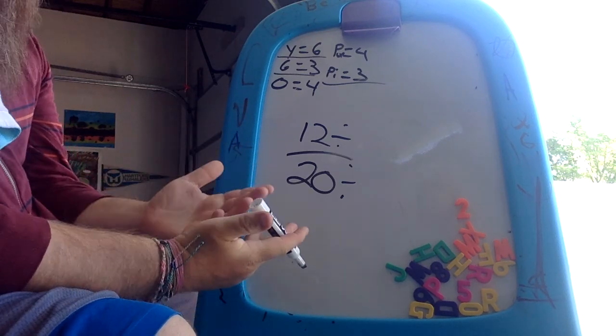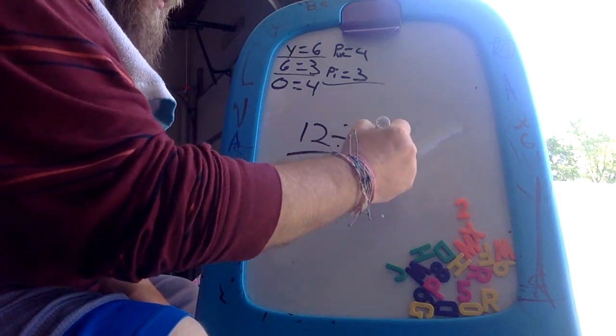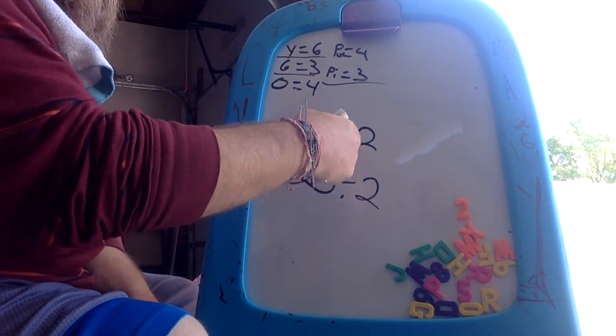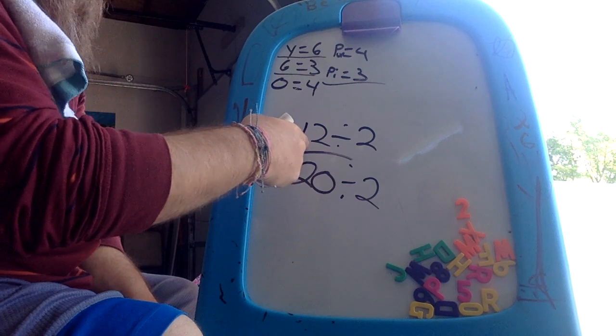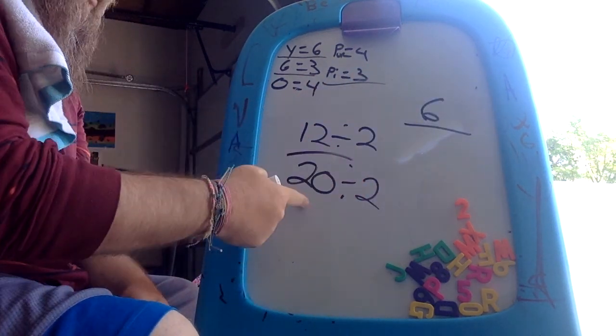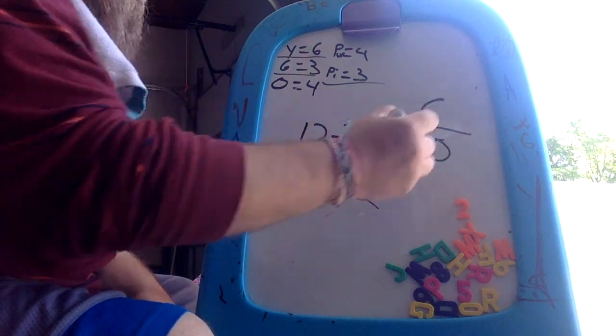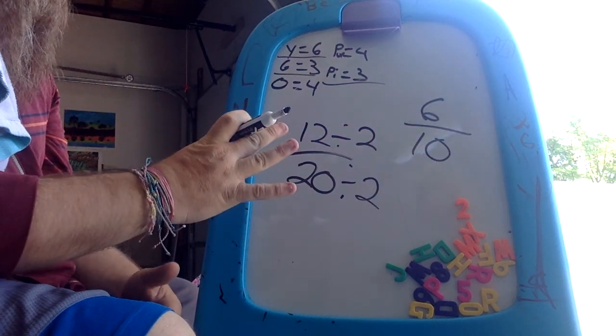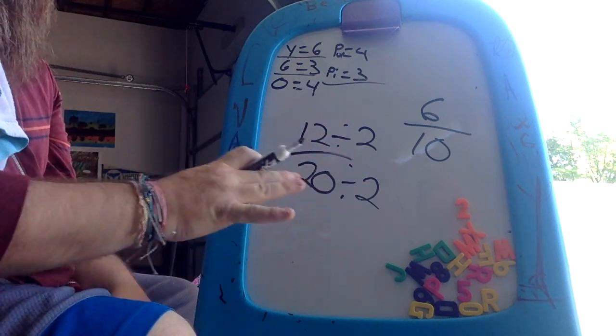What about, you want to use 2? Let's try 2. Okay? How many times can 2 go into 12? We know that it goes 6 times, right? How many times can 2 go into 20? We know that it's 10 times. Okay, so you got 6/10, which is fine. Now you're slowly going down to reduce to the lowest terms.